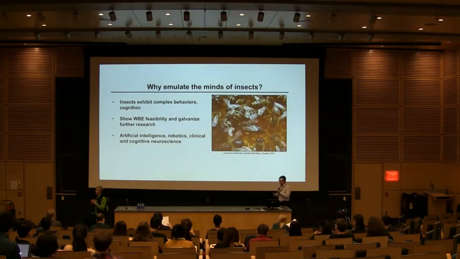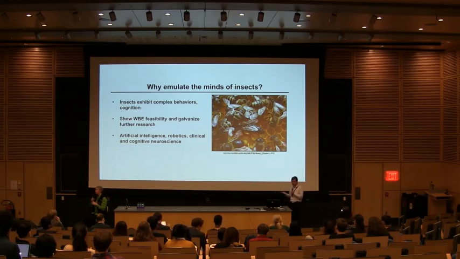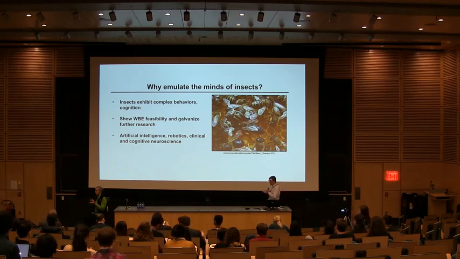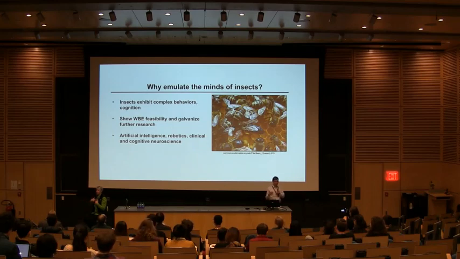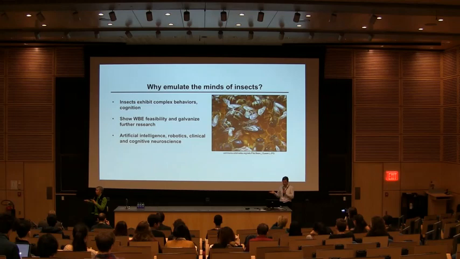Alright, so why would you want to emulate or simulate the minds of insects? So insects are surprisingly complex. They have complex behaviors and cognition. In particular, bees can count. They can have spatial navigation that's exceptional. They can communicate with their waggle dance language. And then flies are also fairly intelligent organisms as well.